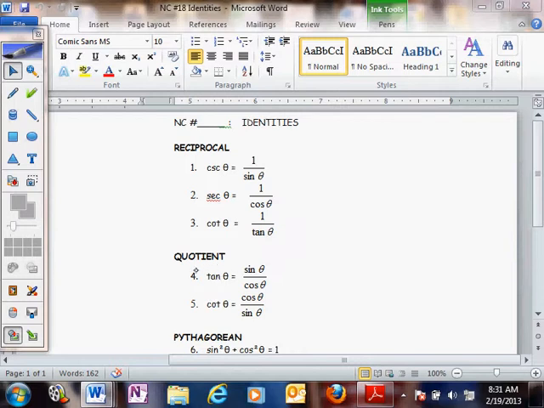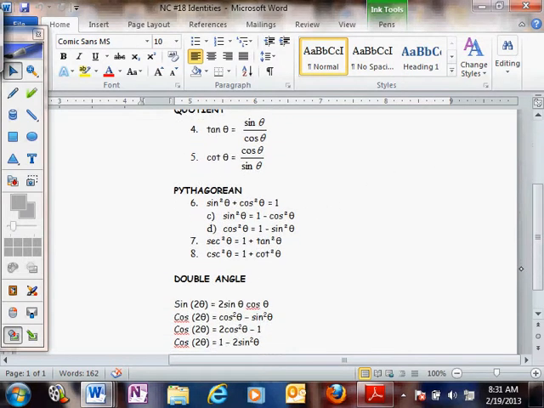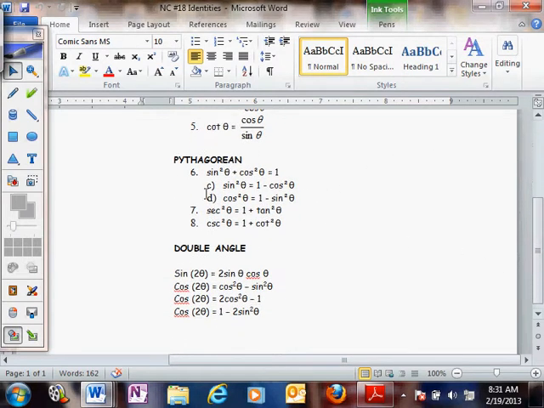Down here, we knew number 4. We know from our unit circle that tangent theta is equal to sine theta over cosine theta. And since we know that cotangent is a reciprocal of tangent theta, then cotangent is going to be equal to the reciprocal of this, which is cosine theta over sine theta. Now, some newer things. We have a Pythagorean identity.